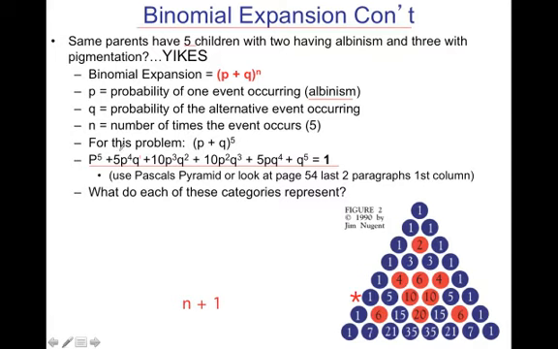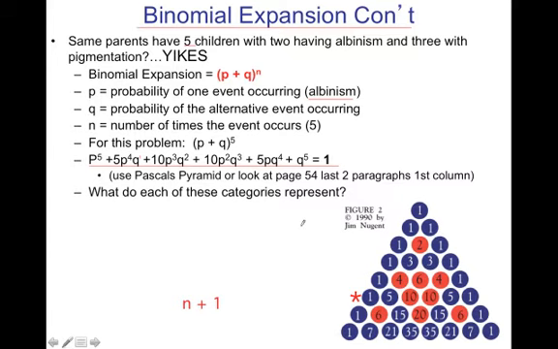And this 5 means that there are 5 different possible ways that you could have 4 children with albinism and 1 without. Same thing here. P3q2 means the probability of having 3 children with albinism, 2 without. And then we multiply it by 10 because we know that there are 10 different ways that you could have this combination of children with and without albinism.